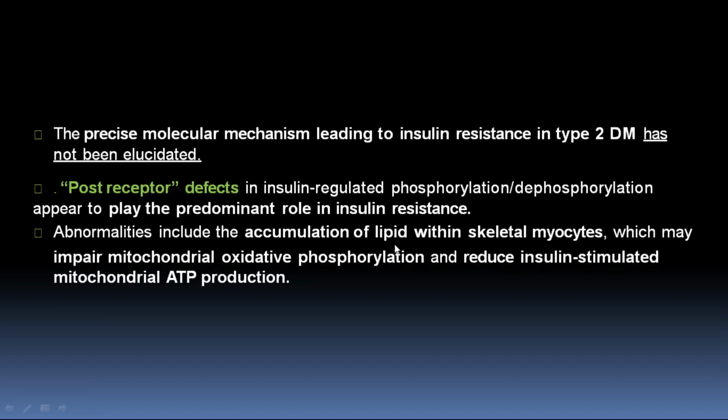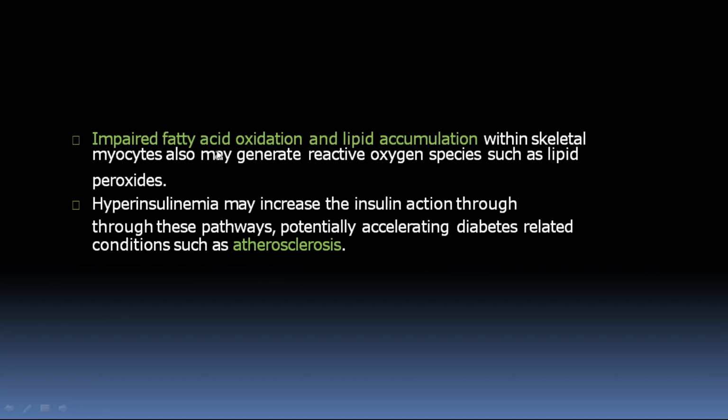Abnormalities include the accumulation of lipid within skeletal myocytes, which may impair mitochondrial oxidative phosphorylation and reduce insulin-stimulated mitochondrial ATP production. Impaired fatty acid oxidation and lipid accumulation within skeletal myocytes also may generate reactive oxygen species such as lipid peroxides. Hyperinsulinemia may increase the insulin action through these pathways, potentially accelerating diabetes-related conditions such as atherosclerosis.